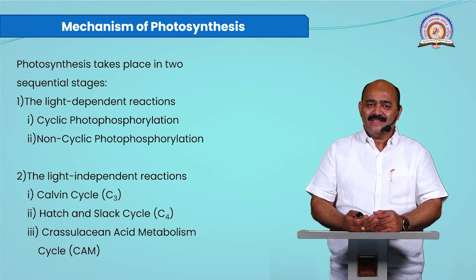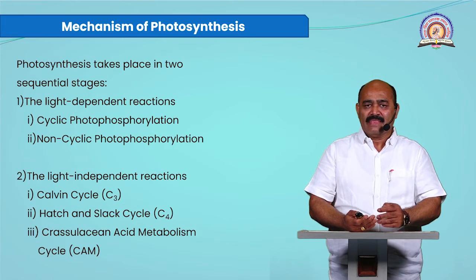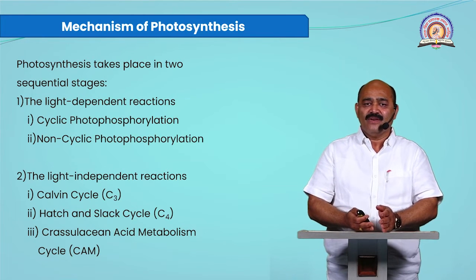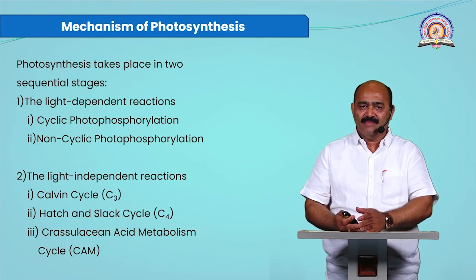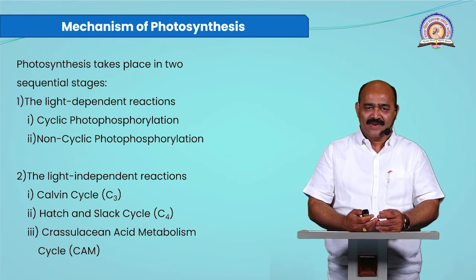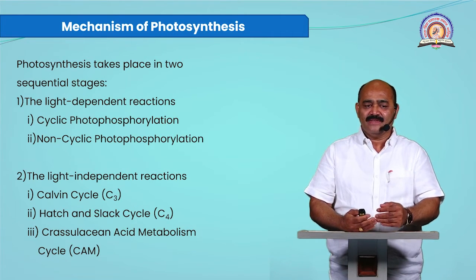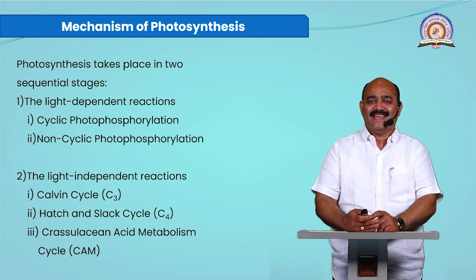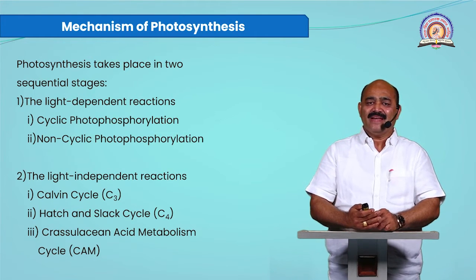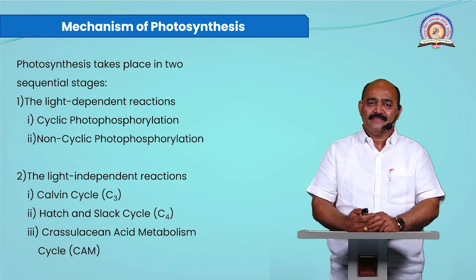In all three cycles, the motto is the same. The CO2 is converted into carbohydrates, but the processes are different. The Calvin cycle is known as the C3 cycle. The second cycle is known as the Hatch and Slack cycle. M.D. Hatch and C.R. Slack are the scientists who worked on the Hatch and Slack cycle.